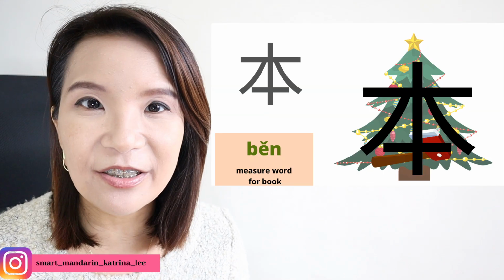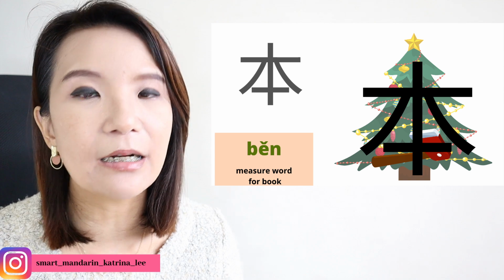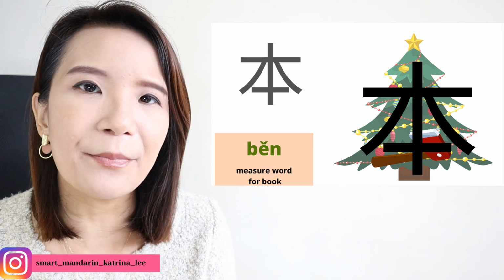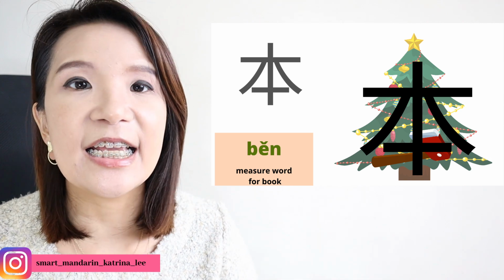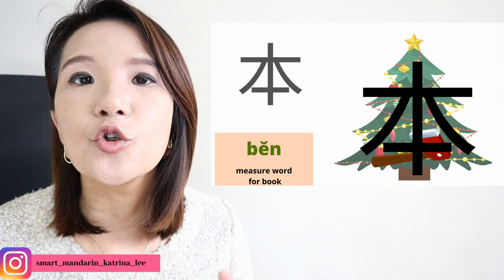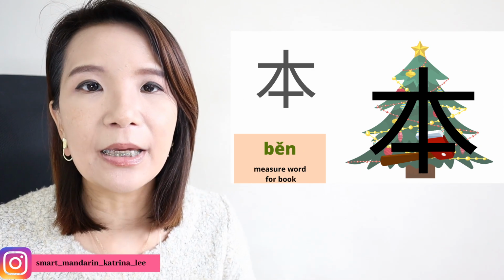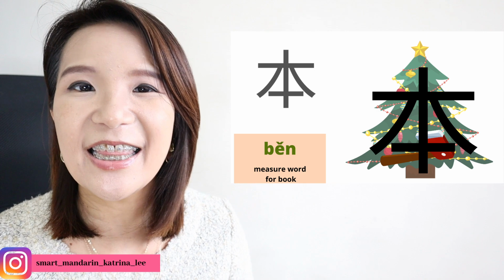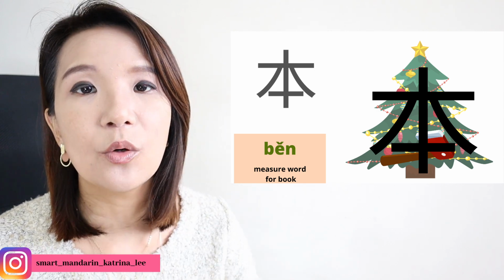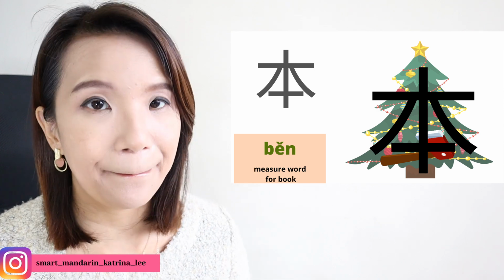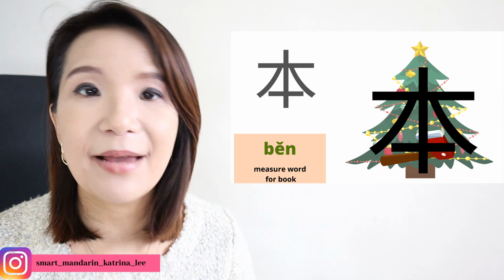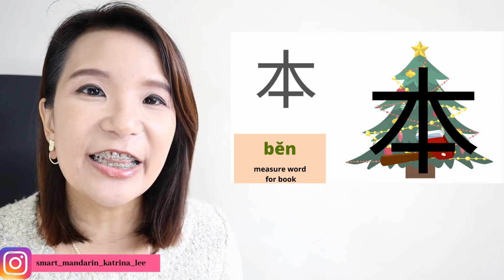And another similar character is ben. Some of my students say it's really hard to distinguish them. So just remember that ben is one stroke different from mu. The stroke is in the middle. Just imagine people cutting down the tree with an axe to make paper and books. So that's one stroke with ben. Ben is the measure word for books and magazines, and this is how ben is written.